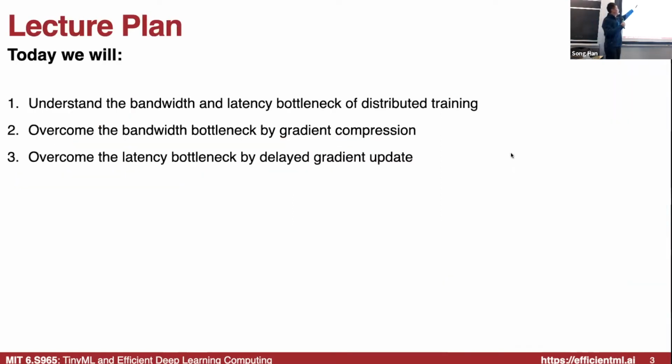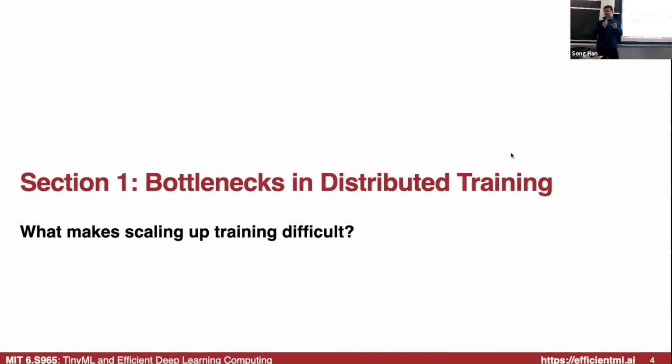So here is our agenda. First, understand two concepts: one is bandwidth, the other is latency in distributed training. Then overcome the bandwidth bottleneck by gradient compression, and then overcome the latency bottleneck by delayed gradient updates. So let's start with the first section: understand the bottlenecks in distributed training and what makes it difficult to scale up the number of nodes.